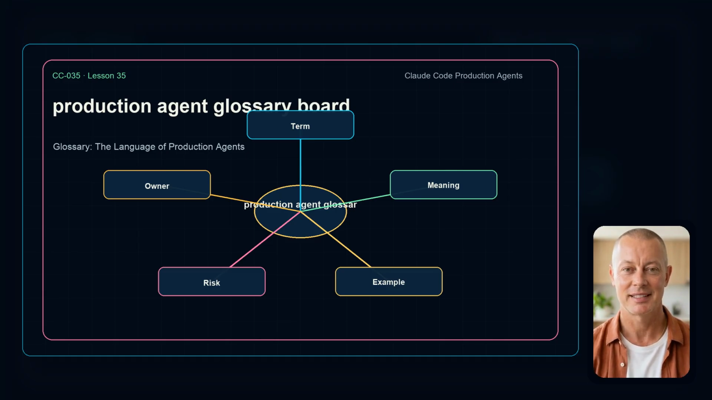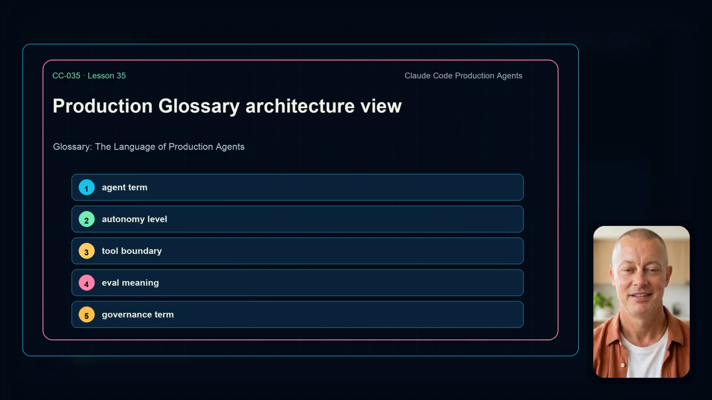The visible artifact is the production agent glossary board. It has 5 parts: term, meaning, example, risk, owner. Those parts turn an abstract concern into a concrete review conversation.